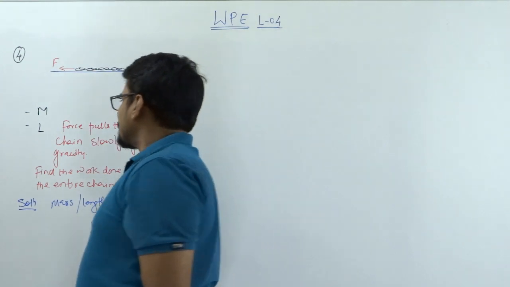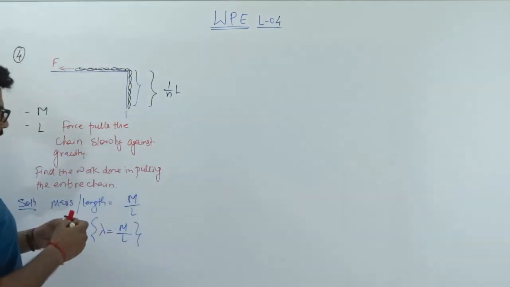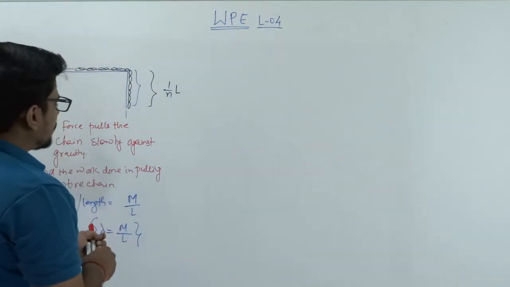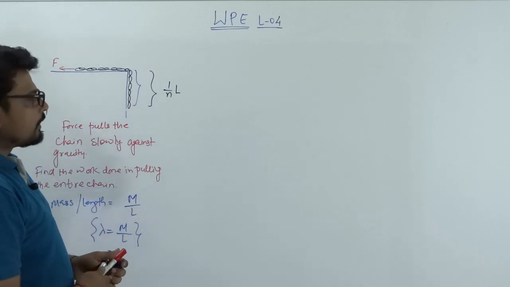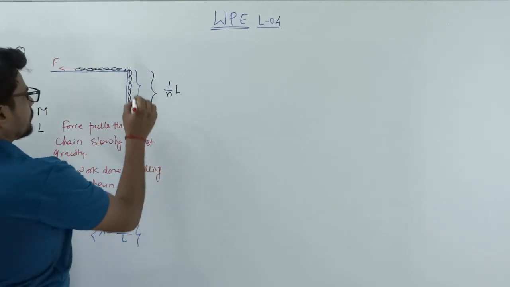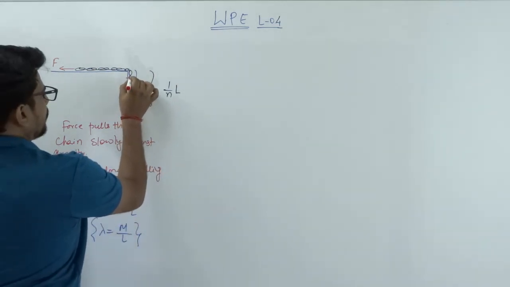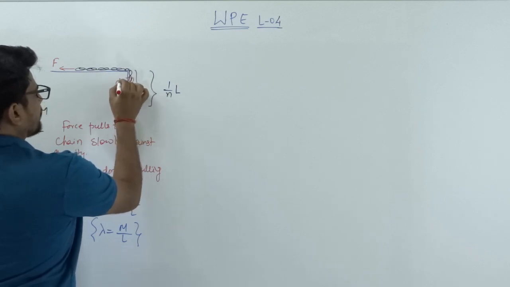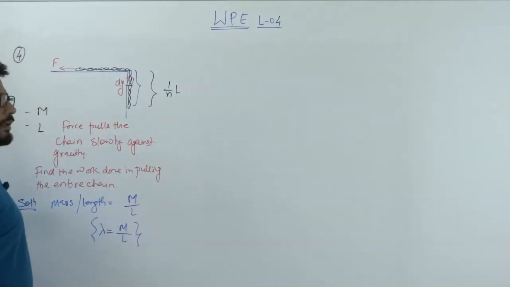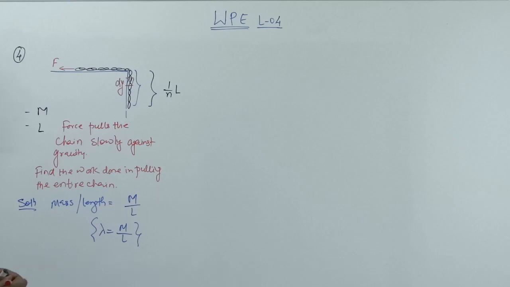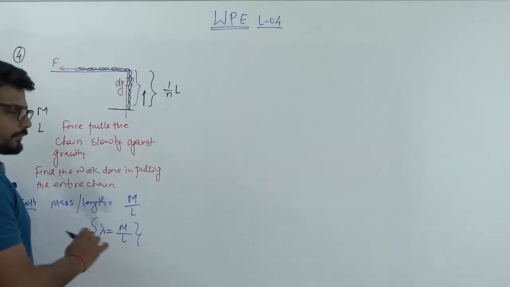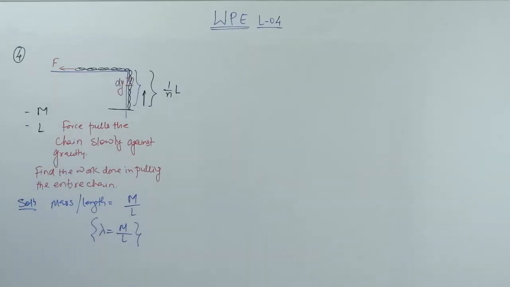Rule number 1, what you can do is choose a small element, because to solve it you need to find the elementary work done, and then you have to integrate it. This is our basic fundamental process, children. So let us say this is a small length of it. Let's say, since it's vertical, take dy, that's the normal nomenclature we follow. So lambda we have taken as m upon L. You should not have any difficulty in this.